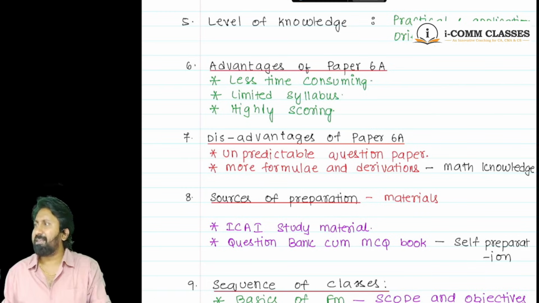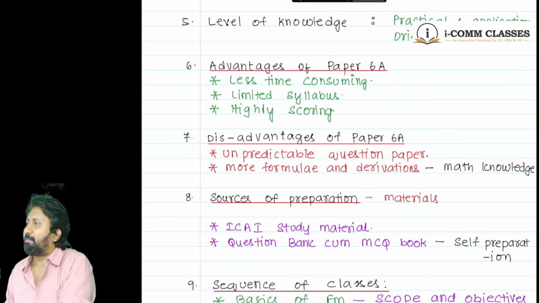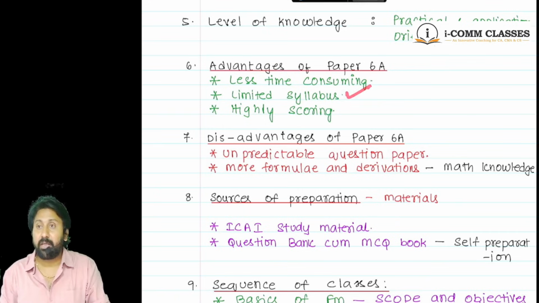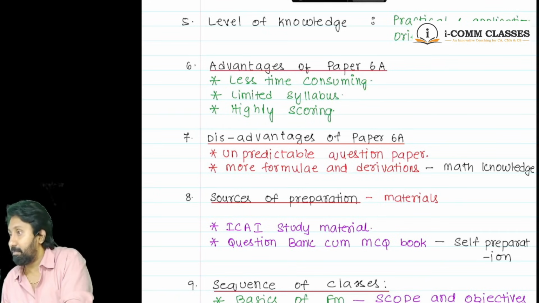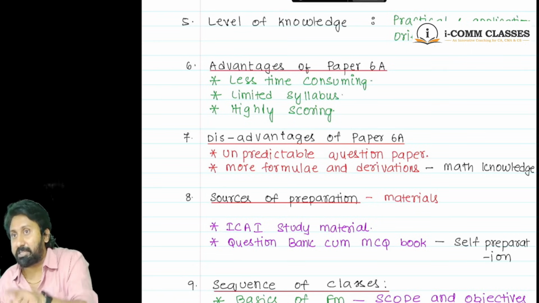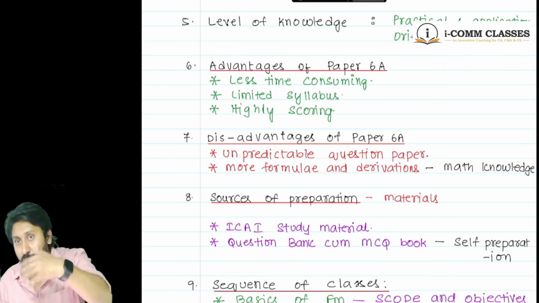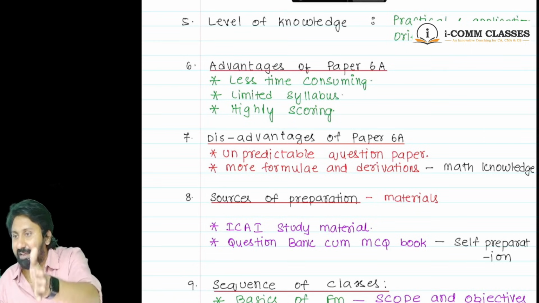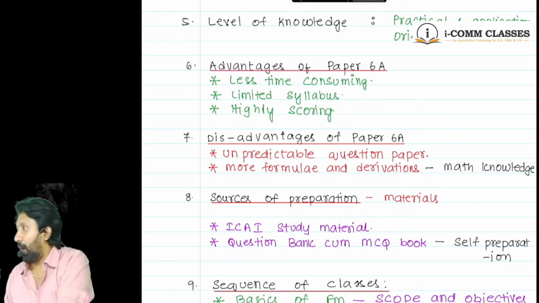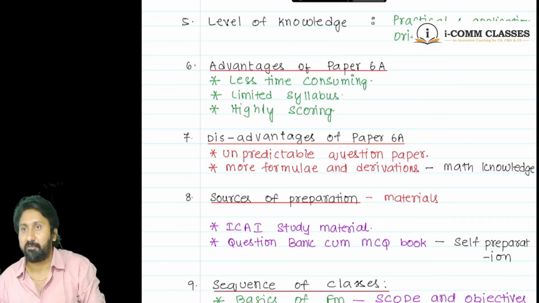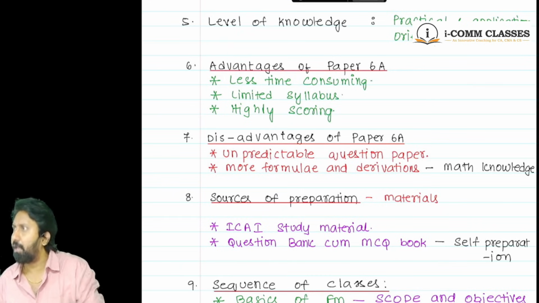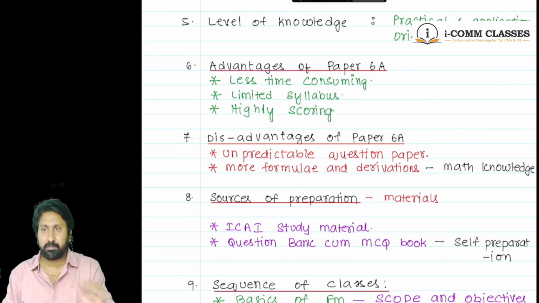Next thing is, if you remove 2 theory chapters, how many chapters are there in total? 7 chapters are there. There is a limited syllabus. Imagine now, 18 chapters are there in CA Final AFM, and those are all the chapters. Limited syllabus versus unlimited syllabus. Very much limited for that 50 marks.